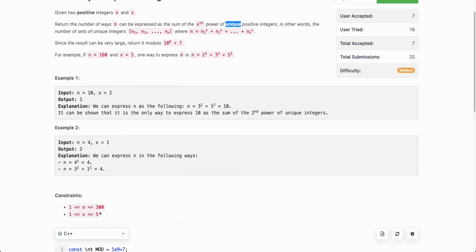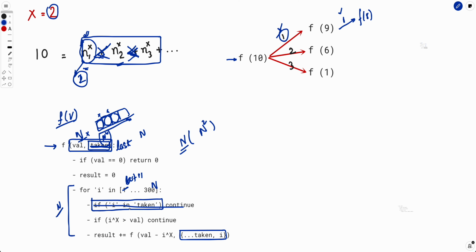N cube will pass the given time constraint because n is very small here, but we can easily optimize this to order n square. So I would strongly encourage you to pause the video and try to optimize this solution to order n square itself. So hope you thought about it.